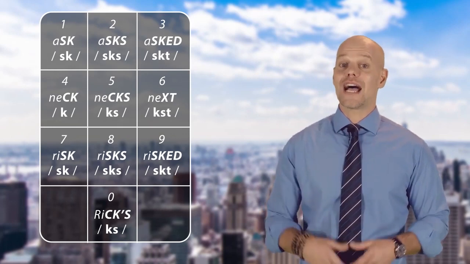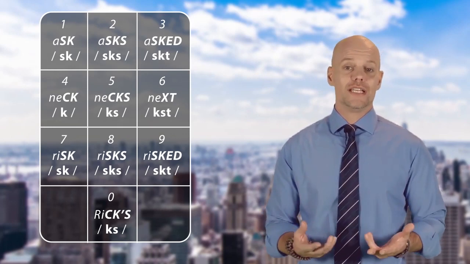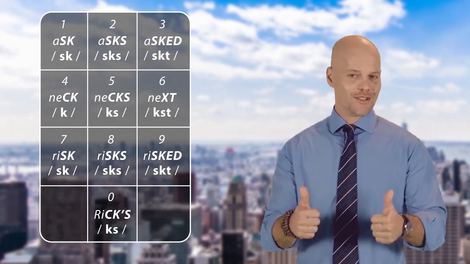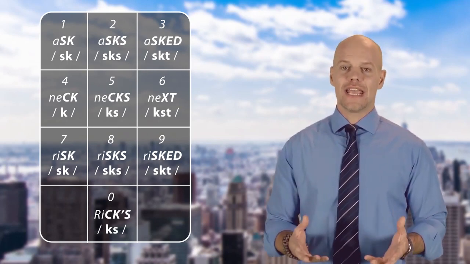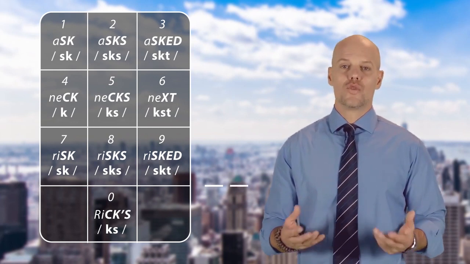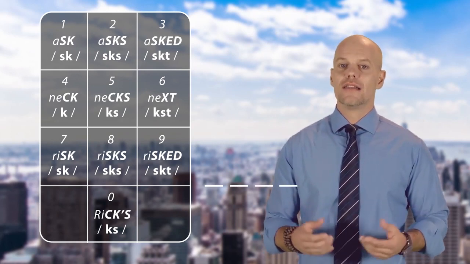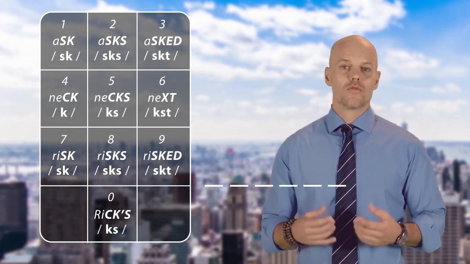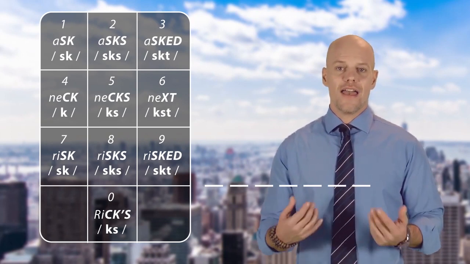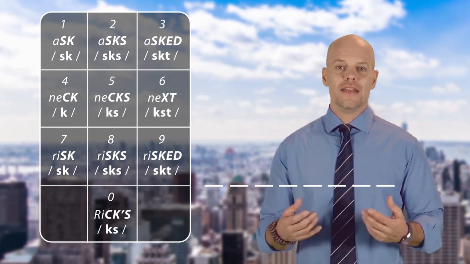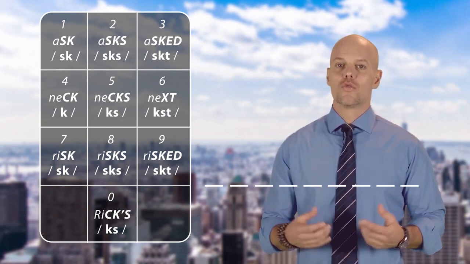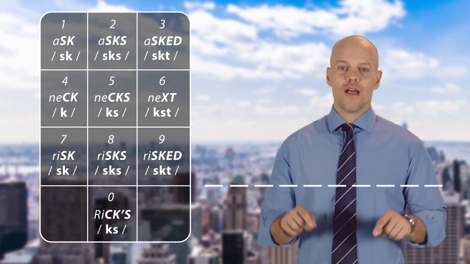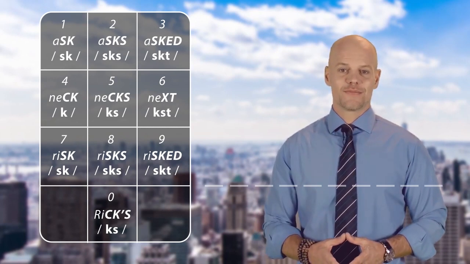In the second set of words, I will still say each word slowly, but only once. You ready? Neck. Asked. Risked. Ricks. Next. Ask. Risks. Asks. Next. Risk. Write the phone number in the comments.